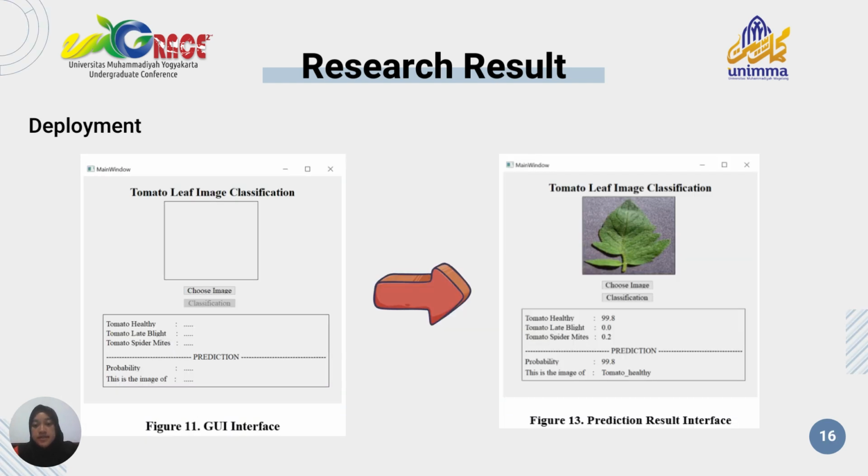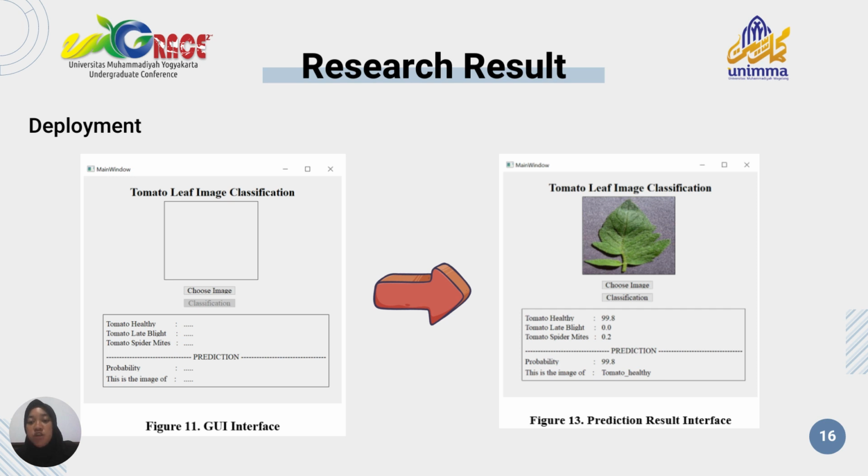And the next is deployment. The model stored and deployed is the scenario B or SB classification model, which is a model with a callback function that produces better accuracy than the scenario A or SA classification model without a callback function. And the deployment view of tomato leaf disease classification can be seen in figure 11, and the prediction result on the input leaf images as shown in figure 13.